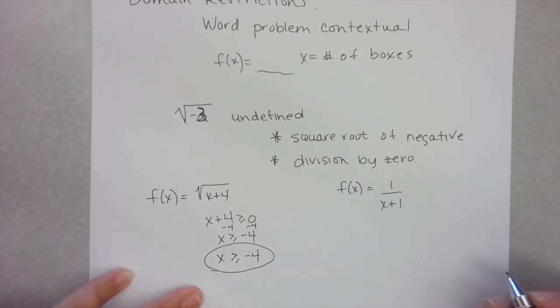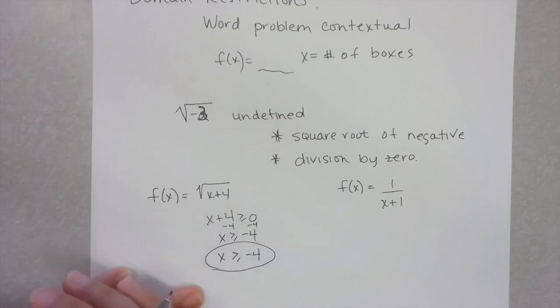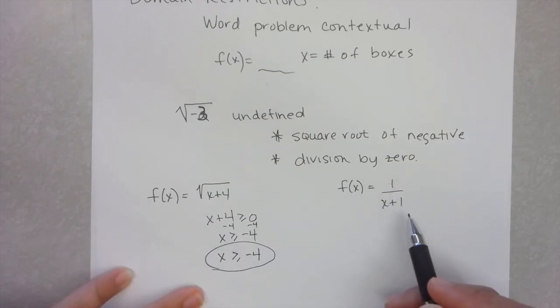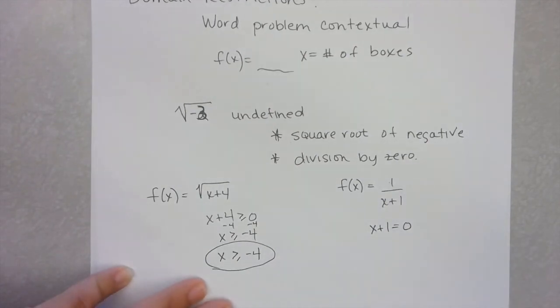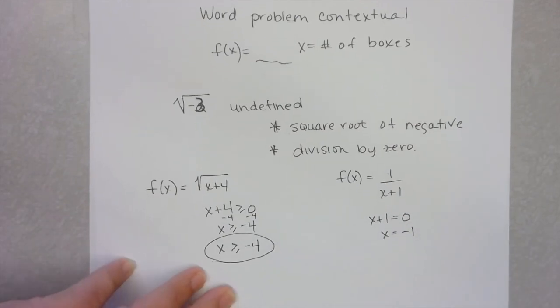Okay, so I'm allowed to use anything else, right? If I use 3, then I get 1 over 3 plus 1, which is 4. So I get 1/4 here. So I'm allowed to use all the other numbers. It's just that if x plus 1 is equal to 0, that's when my problem falls apart, because that's when I'm dividing by 0. So I find out here that x equals negative 1 by solving for x.